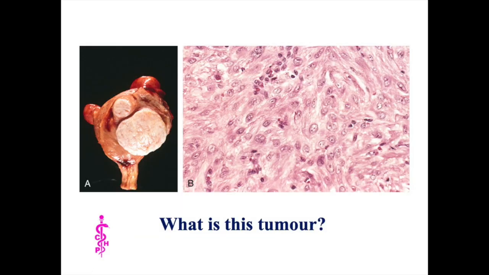What is this tumour? There's a macro picture of this all too common specimen on the left and a histology picture on the right. These are uterine fibroids or leiomyomata, benign tumours of smooth muscle. There's a very low mitotic count and the nuclei have a very monotonous appearance.